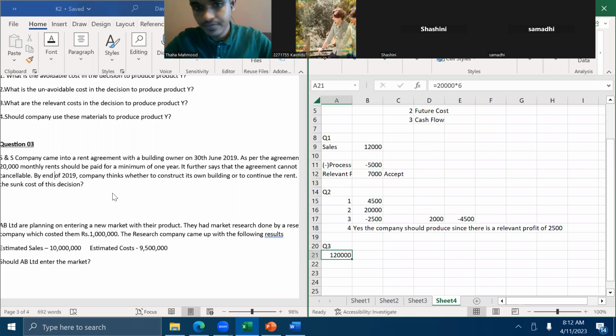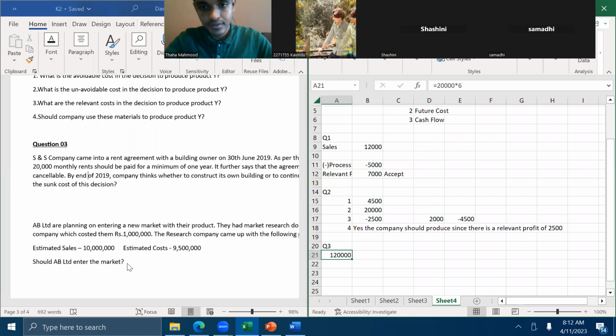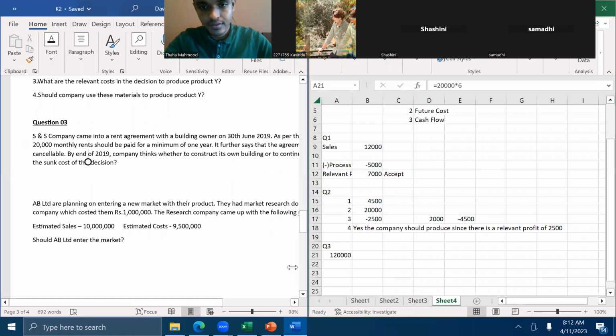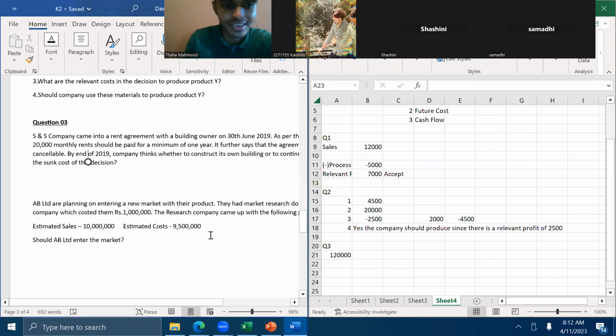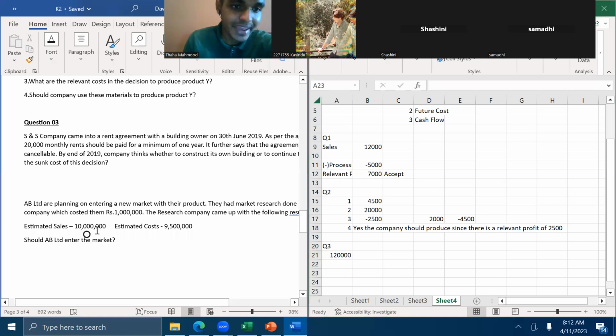The next one would be from the same area. මම මේක හදාගත්ත question එකක් sunk cost එකේ area එකමයි, because sunk cost කියන එක mostly test වෙන්නේ මෙන්න මේ විදියට තමයි මම දන්න විදියට. AB Limited are planning on entering into a new market, හරිද.